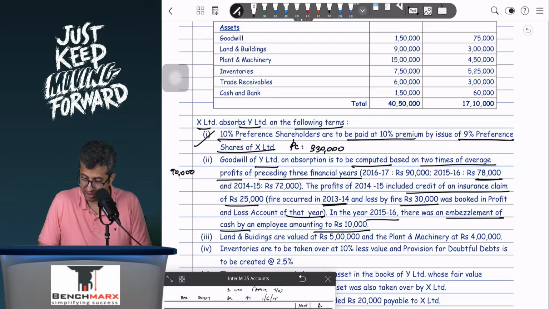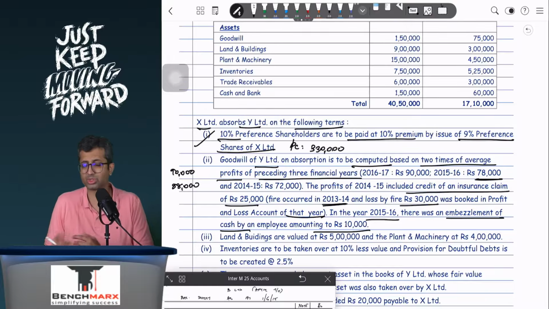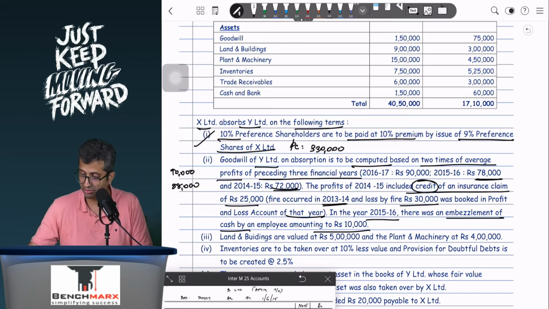No, 15-16, this was after embezzlement of cash of 10,000. So before that, your normal profit was 88,000. There was a 10,000 extraordinary loss, which will reverse. And in the year 14-15, 72,000 included an extraordinary income of insurance claim of 25,000. 72 minus 25 comes to, I think, 47,000.